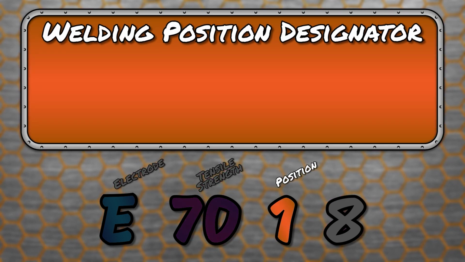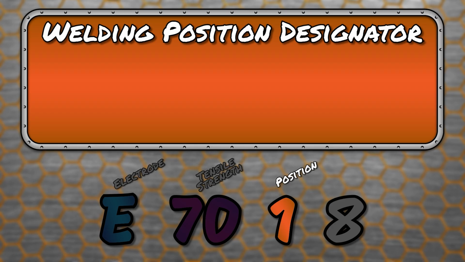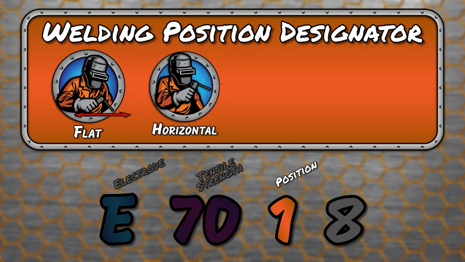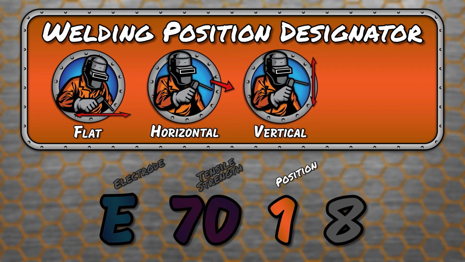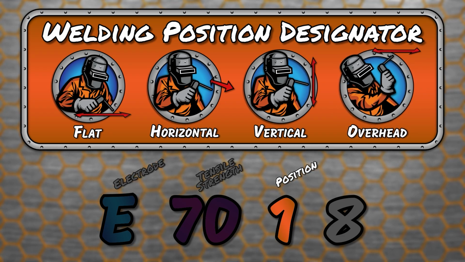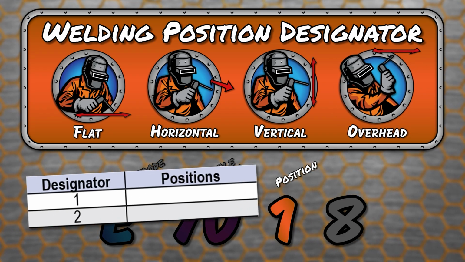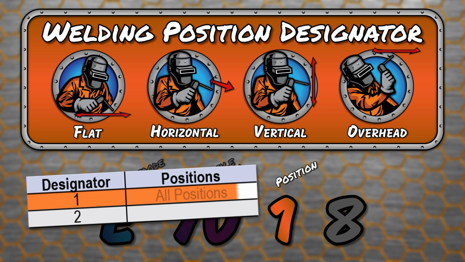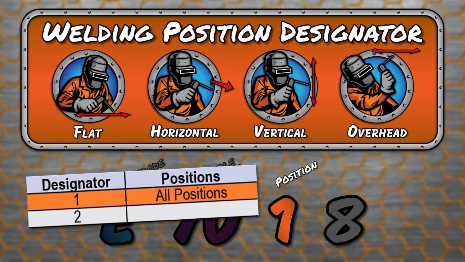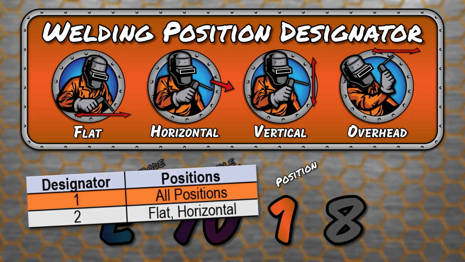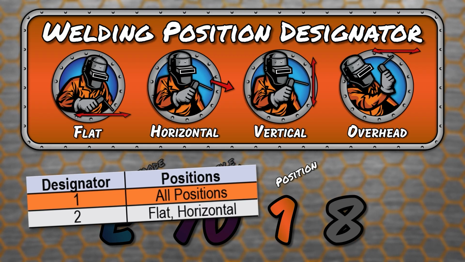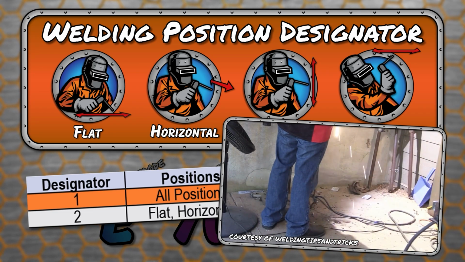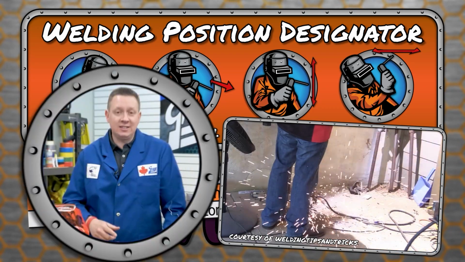The next number states the positions that the product can be welded in, as there are 4 positions when it comes to welding: flat, horizontal, vertical, and overhead. This number will either be a 1 or a 2. 1, like in our example, means that you can weld in all positions, whereas 2 means that you can only weld in flat and horizontal positions. The reason for this is that not all metals cool fast enough and can drip onto you in the process. Yowzas!